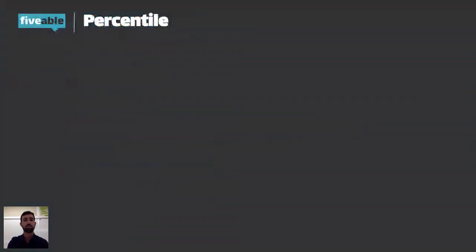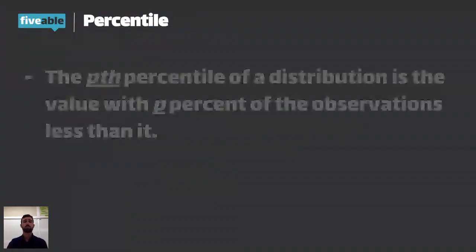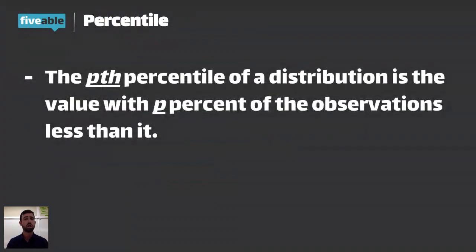All right, so we're going to dive into the first topic, which is percentile. Here's just the basic definition of percentile. If we were to take the P percentile of a distribution, it's the value with that much percent of the observations less than it. So for example, if I wanted to know the 15th percentile of a distribution, then 15% of the observations are less than that number. Now I know it might still be a little abstract, but it's actually pretty straightforward, and we're going to go over some examples together.